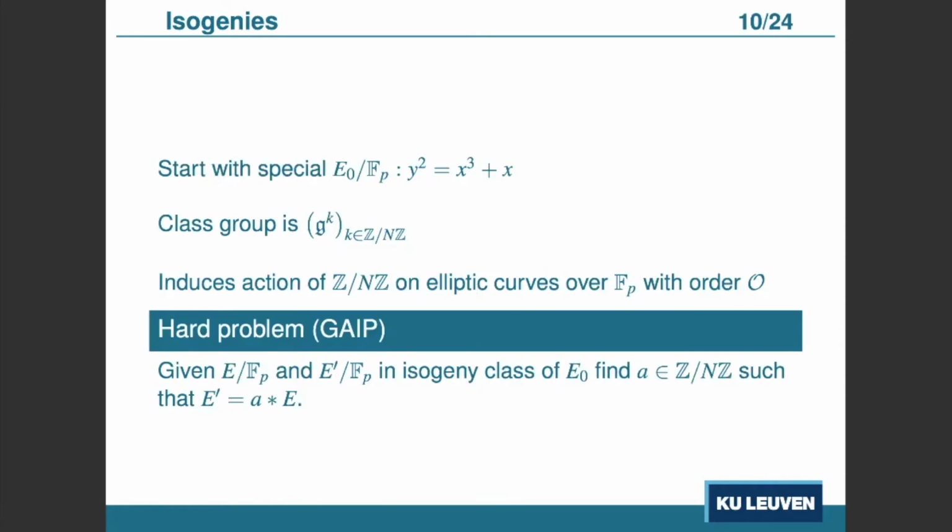For cryptographic reasons, we will specialize the elliptic curve E0, given by the equation y squared equals x to the third plus x. That's because the class group has a very simple description. It's a cyclic group of order n, and therefore we get an action of the integers modulo n on the elliptic curves in the isogeny class of E0. And the hard problem becomes more explicit because now, given two elliptic curves in the isogeny class of E0, the problem is to find a secret integer that connects them.